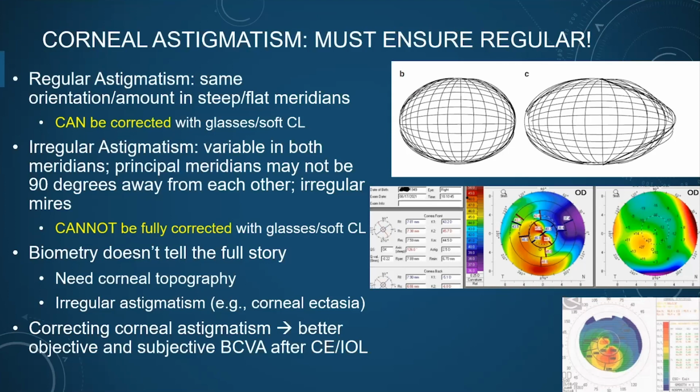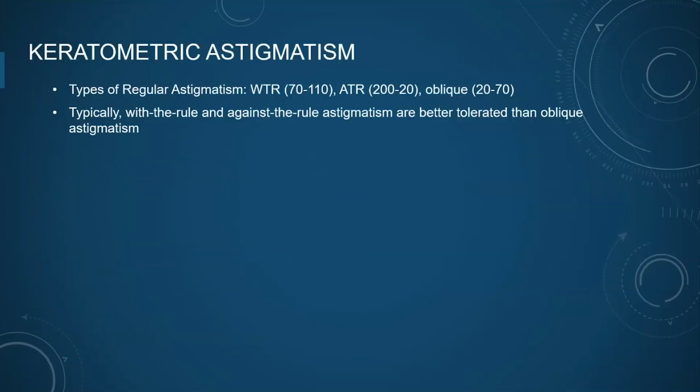So why do we need to care about this? Because if we have ascertained that a patient has regular corneal astigmatism before doing cataract surgery, and if we come up with a game plan to correct that corneal astigmatism, we can deliver the patient both better objective and subjective best corrected visual acuity and uncorrected visual acuity after cataract surgery and intraocular lens placement.